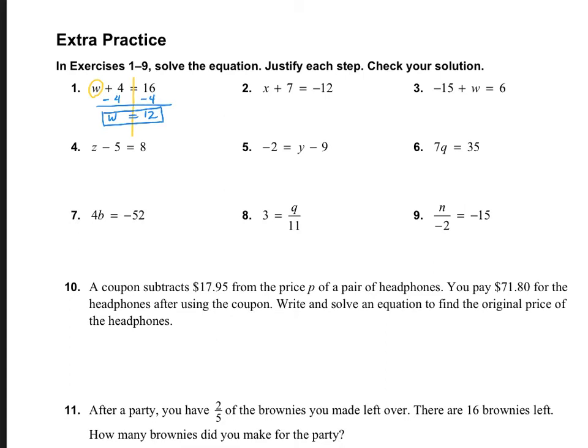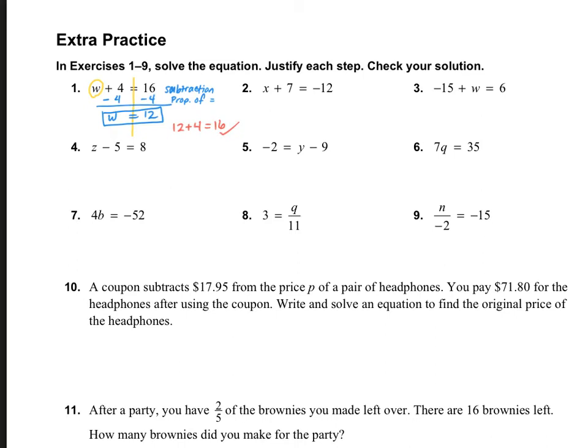Our justifying of each step is using the subtraction property of equality. And for checking our solution, we're going to take this answer that we got, 12, and plug it back into our original problem. So that would be, instead of w, it would be 12 plus 4 is equal to 16, which is true, so we know we got it right.